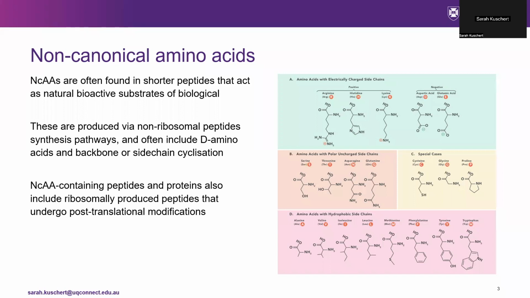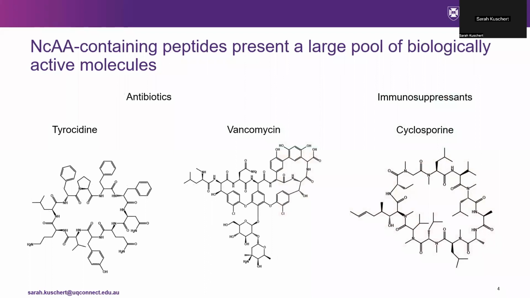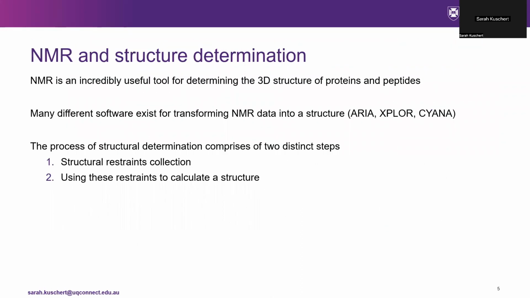So, as I said, these NCAAs present a large pool of biologically active molecules. And these include some examples that I'm going to talk about today, such as tyrosine, vancomycin, cyclosporin, as I said, antibiotics, and immunosuppressants. So when we come to studying peptides with NMR, however, we do see that there are some limitations when we're wanting to study non-canonical amino acid containing peptides.